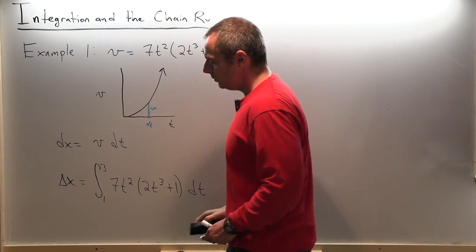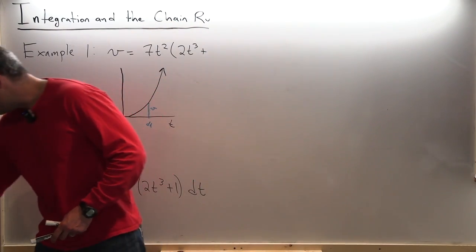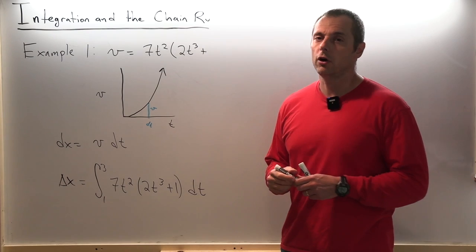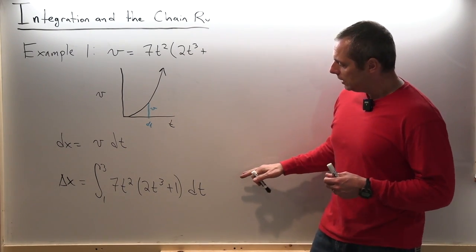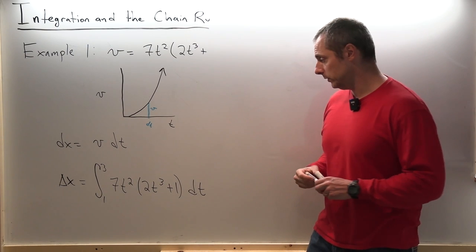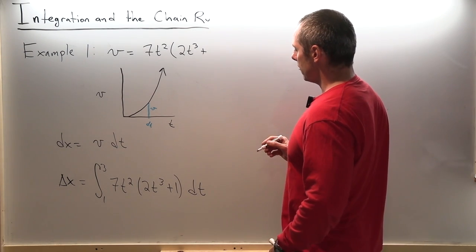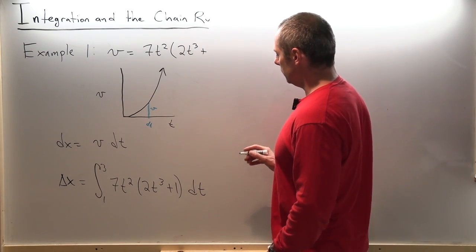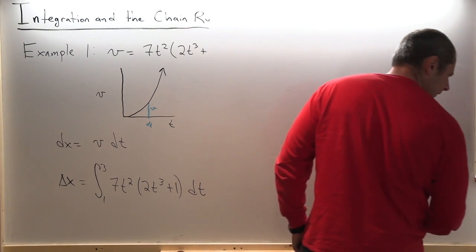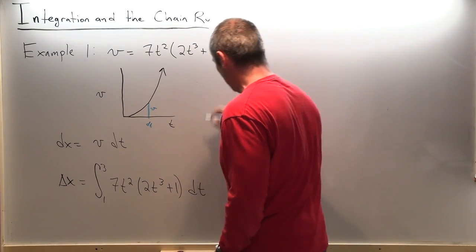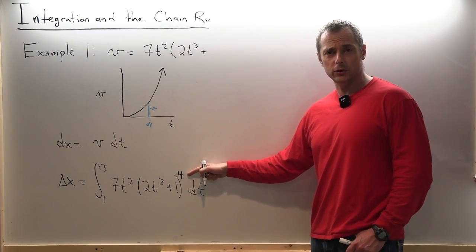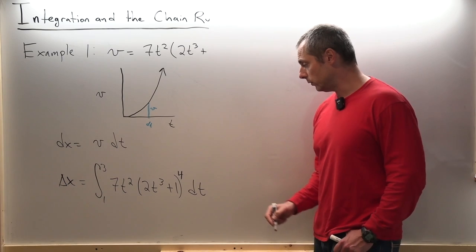I'm going to show you two different ways to integrate this. One is going to be a longer, more drawn out way that really shows more specifically what's happening, and then there's going to be kind of like a shortcut. Okay, so the first thing I'm going to do is, I think it was to the 4th power. So make sure you add that to your notes, the 4th power.